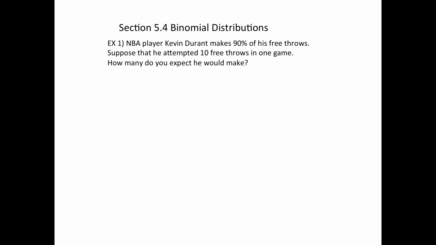Section 5.4 on binomial distributions. We're starting with an example. Kevin Durant is a professional basketball player, and currently, I just looked this up at NBA stats, he makes 90% of his free throws. I am jealous. Suppose that he tried 10 of them. How many do you think he would make?